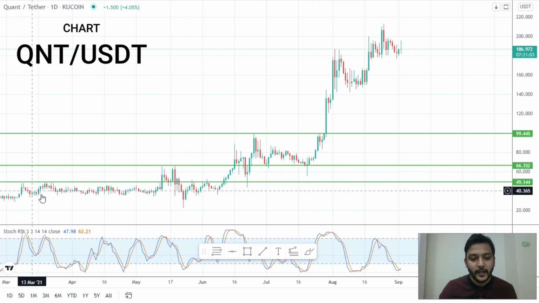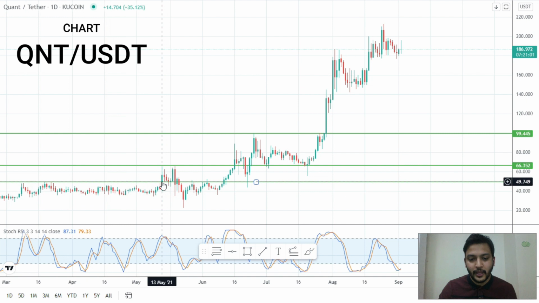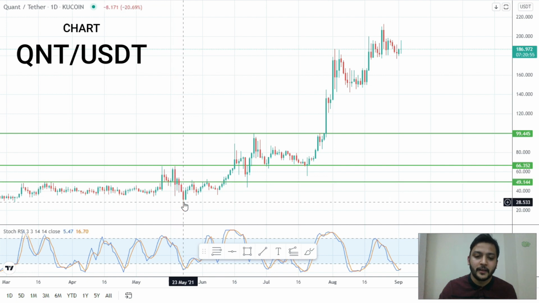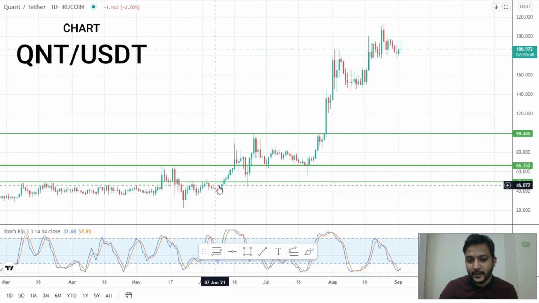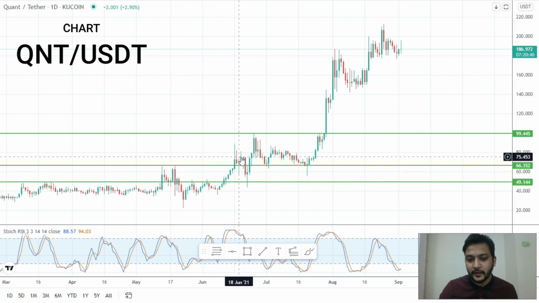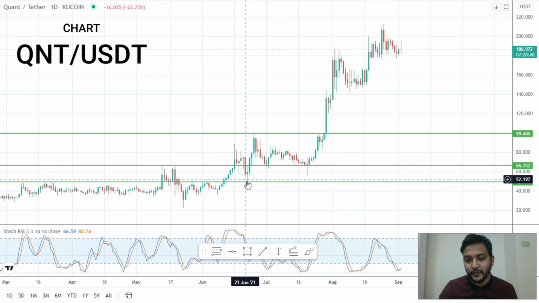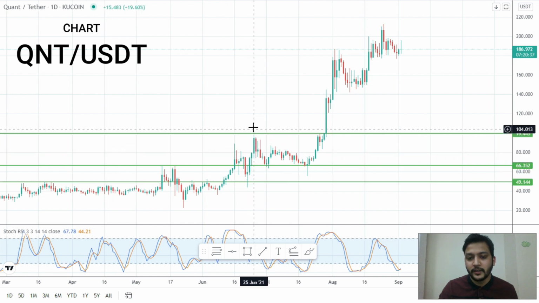It tried breaking it once, twice, thrice, fourth time it was successful, it went up, but again it couldn't hold back the resistance to support flip, and it dropped back again, and this zone again started acting as a resistance. But what happened later? It tried again once, second time, and the third time it was successful. It went up, came back to flip this resistance back to support. So this was a successful resistance to support flip, and it went up ahead towards the upper resistance.